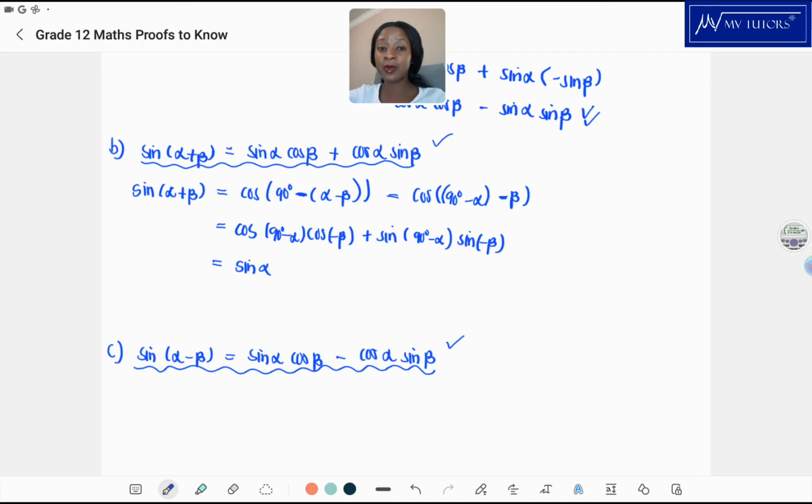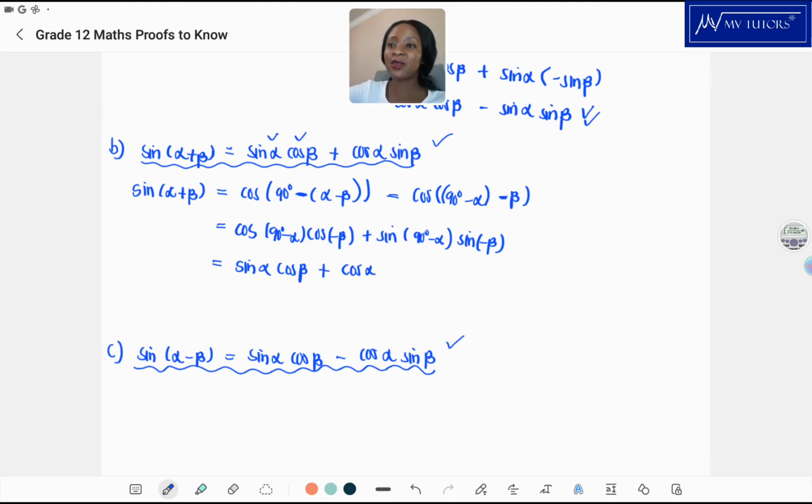We already talked about it. Cos of a negative angle is just equal to a positive cos of that angle. All right, so we already have sine alpha and cos beta. And then we have a plus there. Sine 90 minus theta, the sine and the 90 would change to a cos. Okay, and 90 minus theta means it's in the first quadrant, so it is positive. And then we have an alpha there.